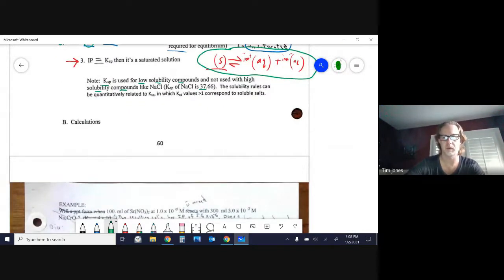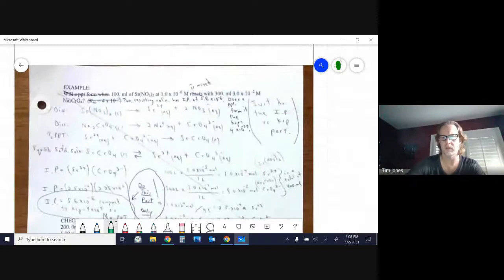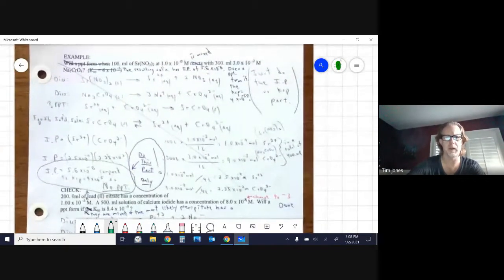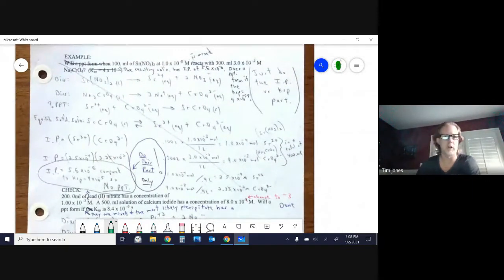So the first calculation, if you look at my work, this is an old problem. I've simplified it. So your notes should say the modified version. So 100 milliliters of strontium nitrate is mixed with so many milliliters of sodium chromate. The resulting solution has an ion product of 5.6 times 10 to the negative 6. Does a precipitate form if the KSP is 4 times 10 to the negative 5?